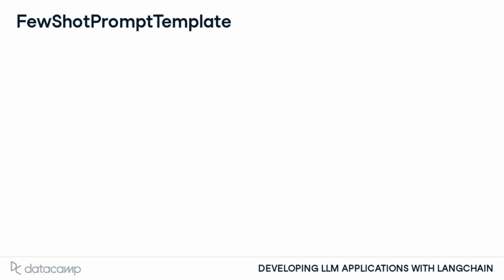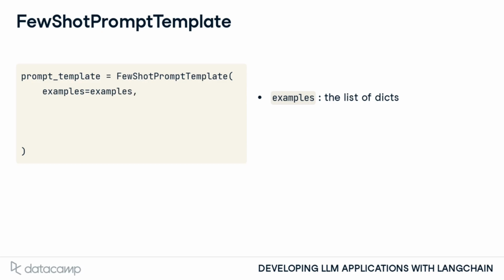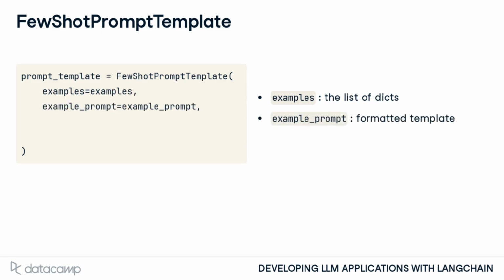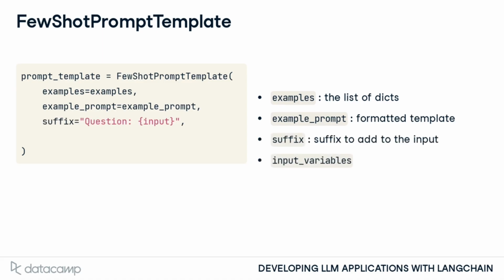Now, to put everything together, FewShotPromptTemplate takes the examples list of dictionaries we created and the template for formatting the examples. Additionally, we can provide a suffix, which is used to format the user input and specify what variable the user input will be assigned to. Let's see our prompt in action.